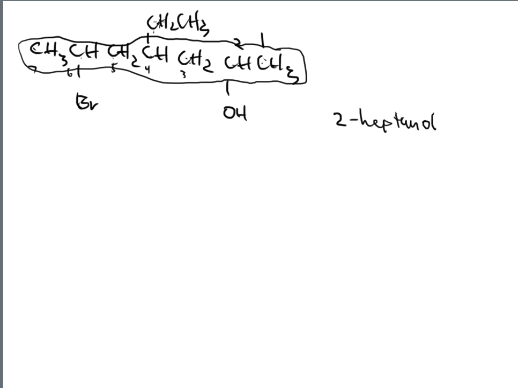So up here at the top, this CH2CH3, that is an ethyl group. And then here we have a bromo group. Well, B comes before E. So that's the way that I would want to start this. So 6-bromo-4-ethyl-2-heptanol is going to be the name of that alcohol.